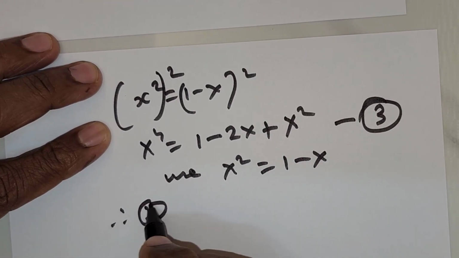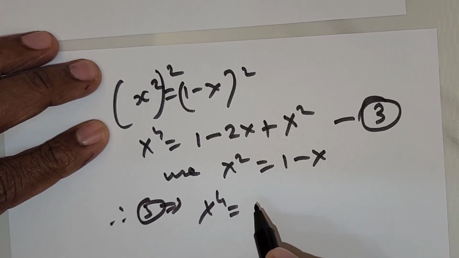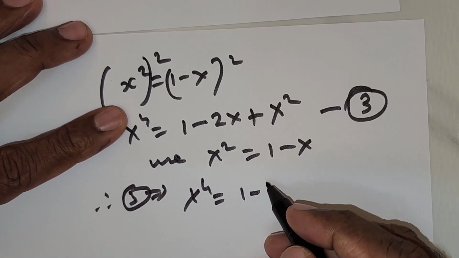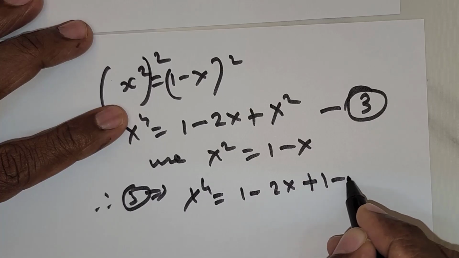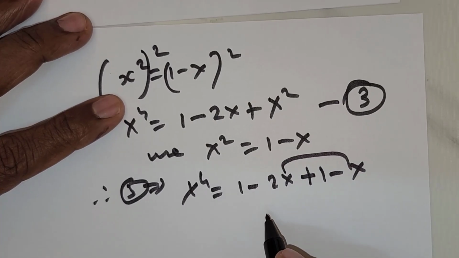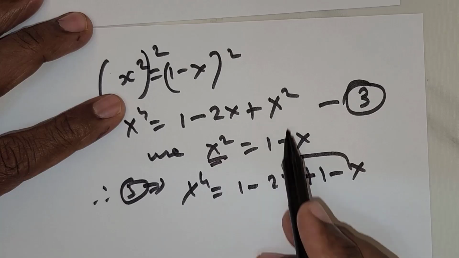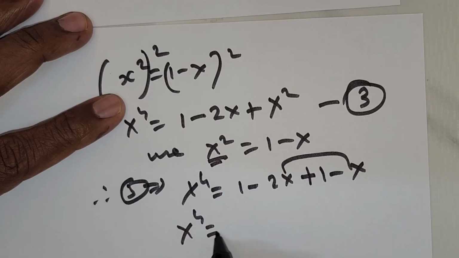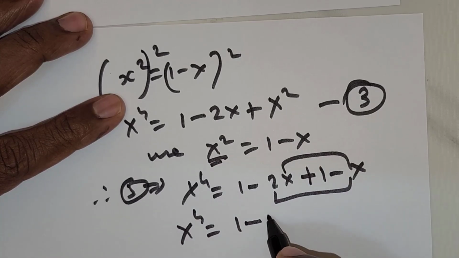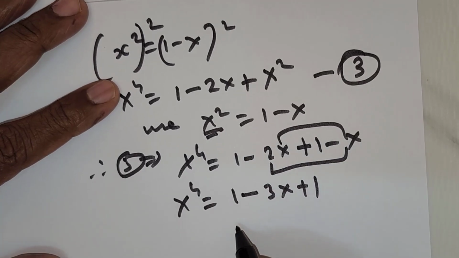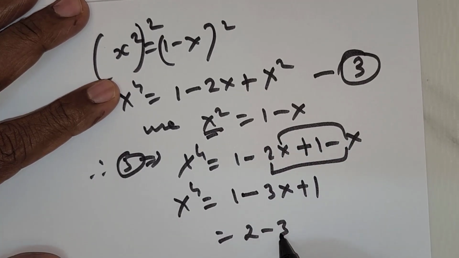Therefore, 3 can be rewritten as x to the power of 4 is equal to 1 minus 2x plus 1 minus x. So these two can be added, right? Because in place of x squared we are substituting 1 minus x. So x to the power of 4 is equal to 1 minus 3x plus 1. This is going to give me 2 minus 3x is equal to x to the power of 4.